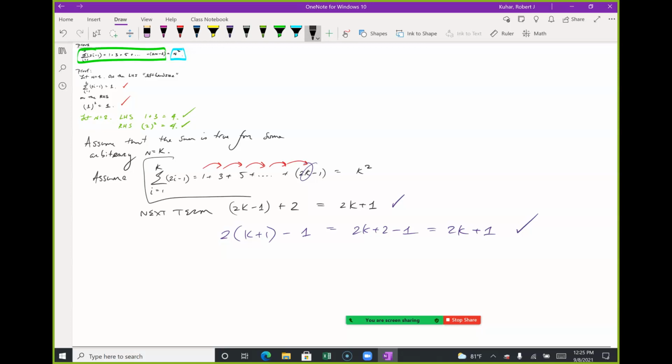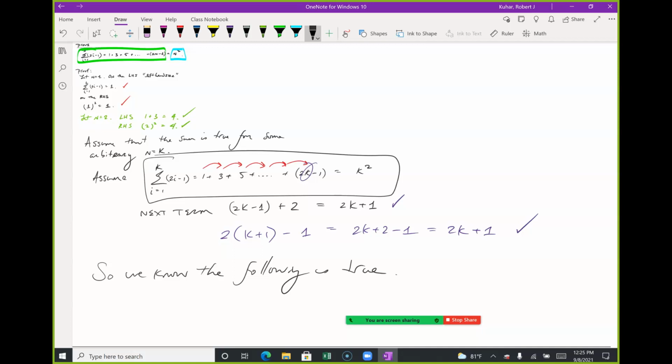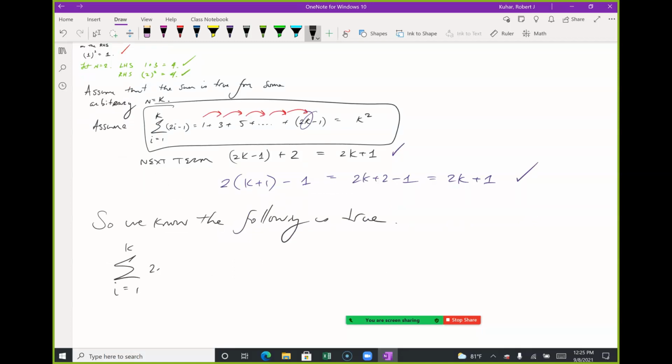So what I want to do is take my equation and add the same number to each part of the equality to preserve the equality. So we know the following is true. If I take that sum from i equals 1 to k of 2i minus 1 and add the 2k plus 1 to it, it's the same as taking the 1 plus 3 plus 5 plus dot dot dot plus 2k minus 1 and adding the 2k plus 1. Notice I'm just adding the same number to everything, so I'm keeping equality. And at the end I get k squared plus 2k plus 1. So I still know this is true. Why? Because I assumed it was true for k, and now I'm just adding the same number to each part to keep equality.